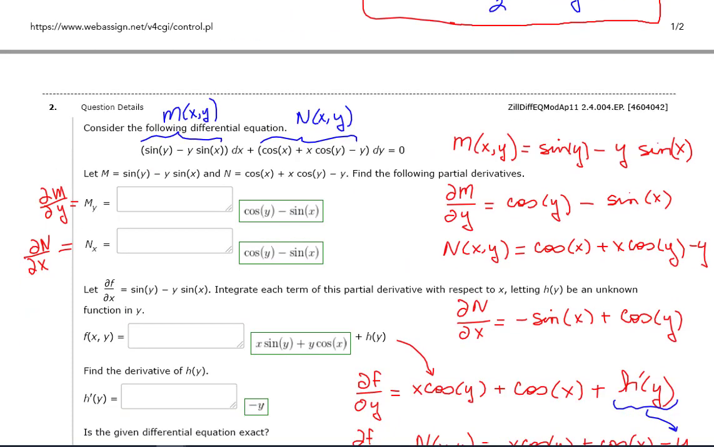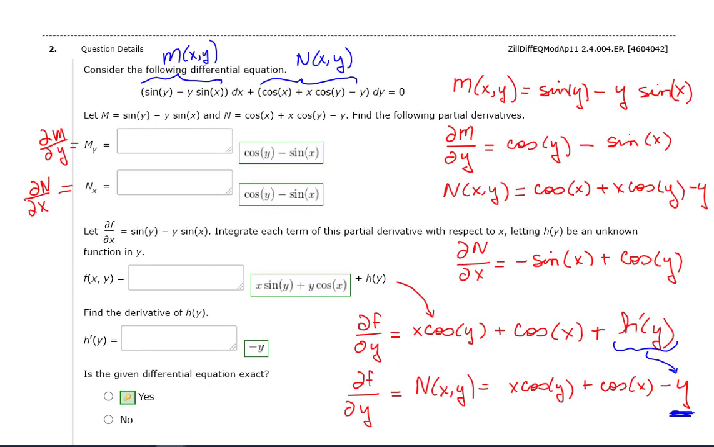All right, so let's look here on question 2. Question 2, I've got M and N. All right, so here's M. I need the derivative of M with respect to y. All right, the derivative of the sine of y is cosine of y. And now the derivative of this part is like a constant times y, so I get just the constant back, which is the sine of x.